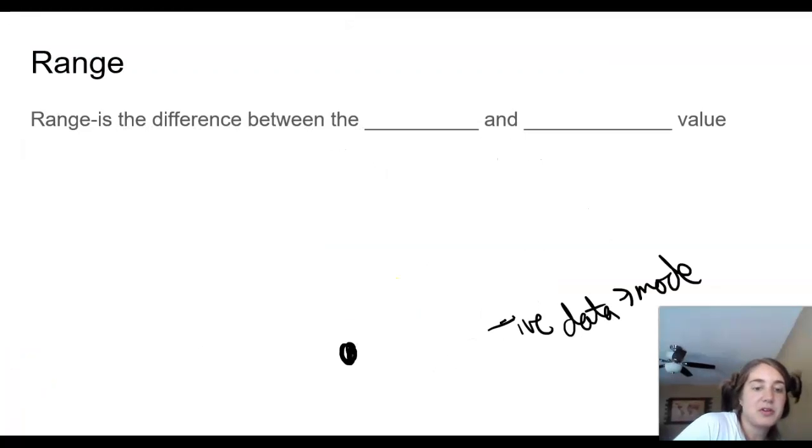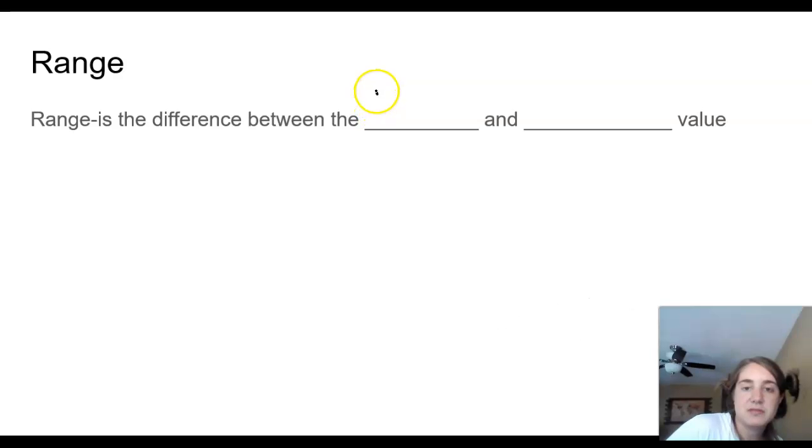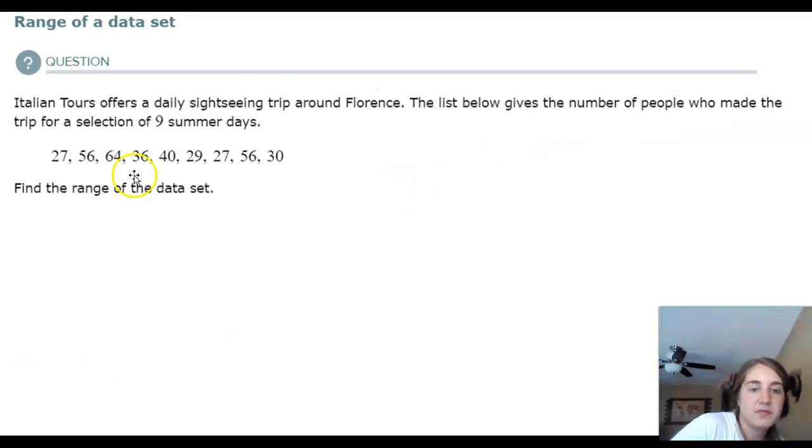The last thing we're going to talk about is the range, in between the highest and lowest value. So an Eiffel Tower offers a daily sightseeing trip to Florence. The list below gives the number of people who made the trip for a section of 9 summer days.